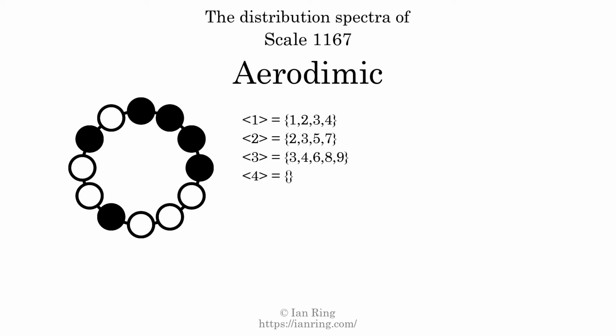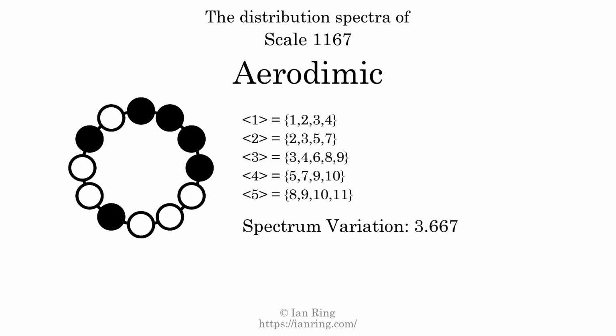The generic interval of 4 scale steps comes in 4 different specific interval sizes. 5 semitones, 7 semitones, 9 semitones, and 10 semitones. The spectrum width of this generic interval is 5. And finally, the generic interval of 5 scale steps comes in 4 different specific interval sizes. 8 semitones, 9 semitones, 10 semitones, and 11 semitones. The spectrum width of this generic interval is 3. The spectrum variation is the sum of all the widths, divided by the number of tones.